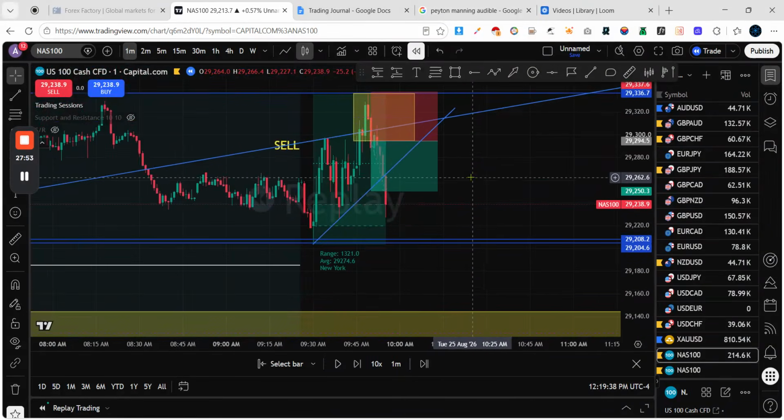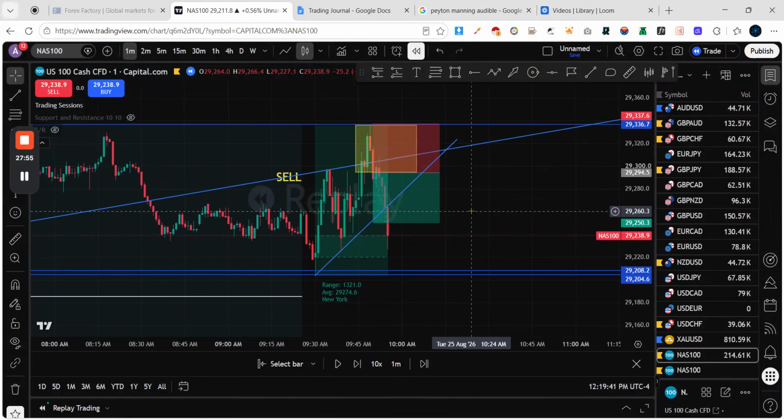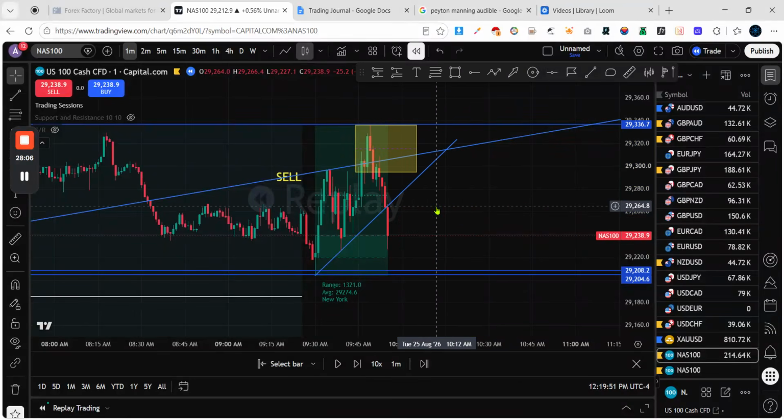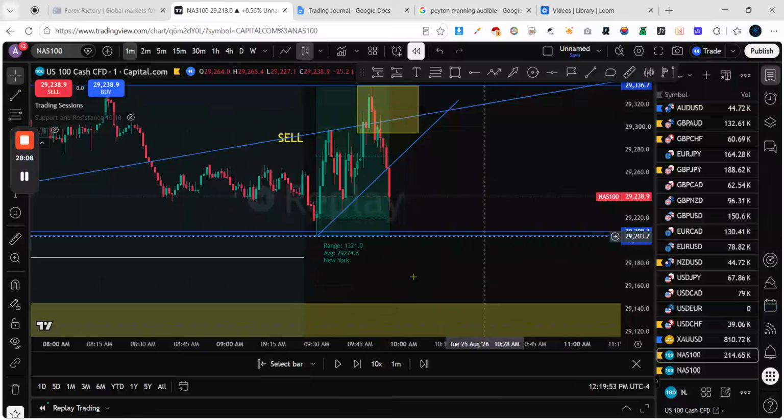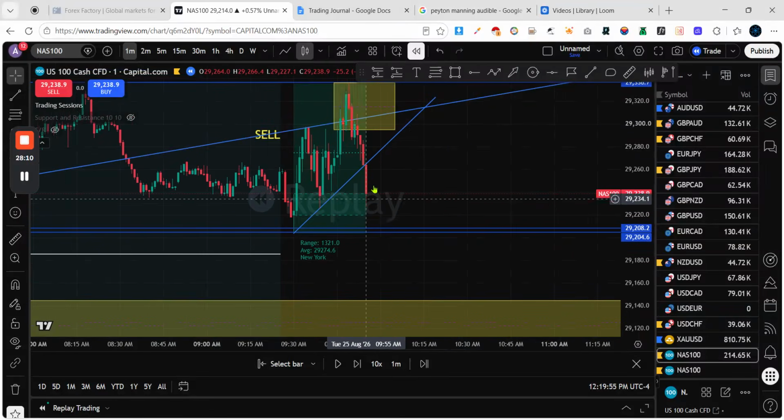And that's the thing with market structure and price action: it will tell you where the market is going, but it doesn't tell you when and it doesn't tell you for how long. I know the market's going to go down, but I don't know when. I don't know how long. I got my 1-to-1. I'm done for the day. Take my profits, baby. So basically, once the candle finished printing like this, I would have taken profits.